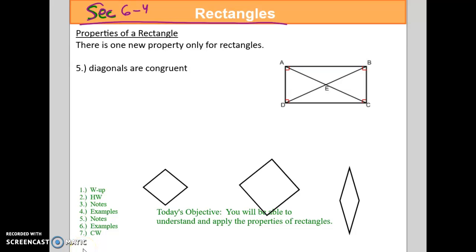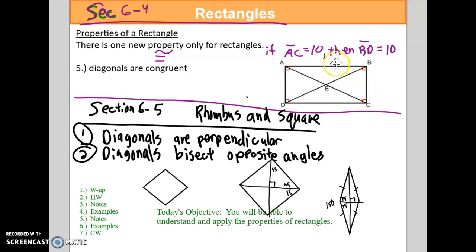Hi guys, I want to add a couple new rules. There's really only 3 rules we're adding today. Number 1 is rectangles. Diagonals are congruent. What that means is when we have a diagonal here, AC is 10, then if AC is 10, then BD is 10.